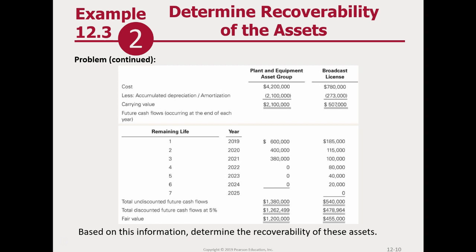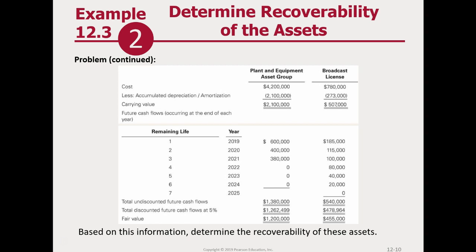We sum these up. We don't apply any NPV, net present value, to it. The total undiscounted cash flows for plant and equipment is $1,380,000. We compare that to the carrying value, which is $2,100,000. Well, guess what? This looks like we might have an impairment. We don't want the plant and equipment to be listed at more than $2 million when we likely have an impairment. Let's look at the broadcast license now.